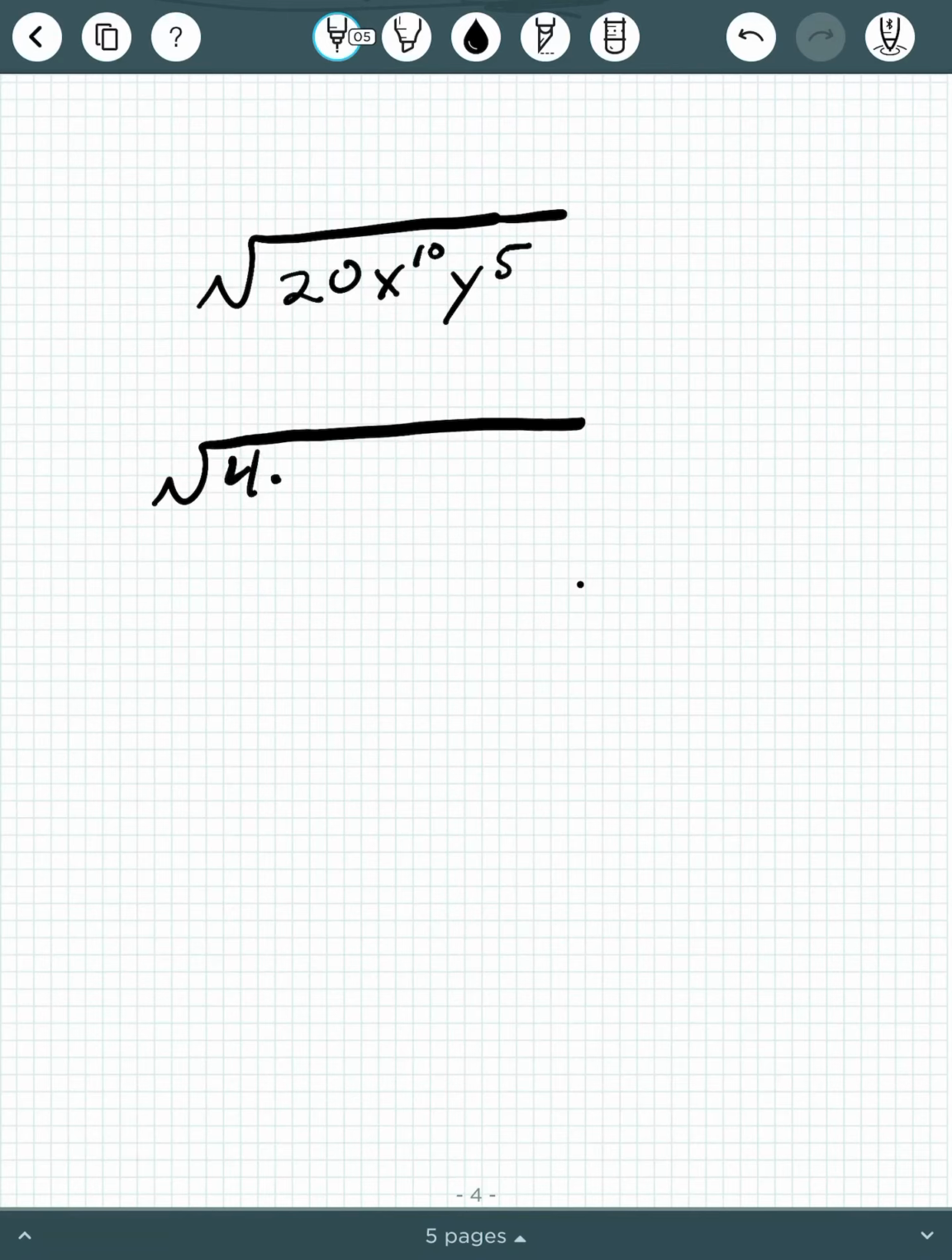So 20 can be written as 4 multiplied by 5. X to the 10th, well, that is technically something we'll call a perfect square, but if you want to see it, it's x to the 5th times x to the 5th, which is a pair that matches. And then y to the 5th can be written as y to the 4th times y to the 1st.